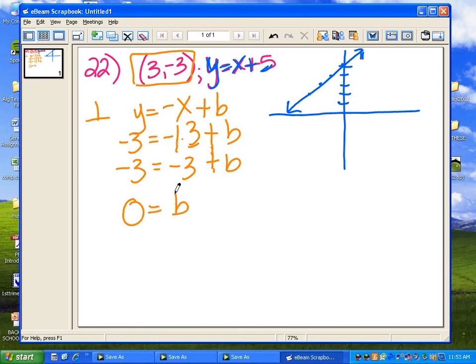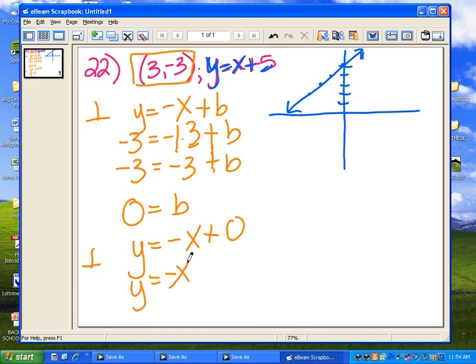So my equation of my perpendicular line is really y equals -x plus what? 0. Do I have to write it? No. So it should really be y equals -x. That's the equation of my perpendicular line.